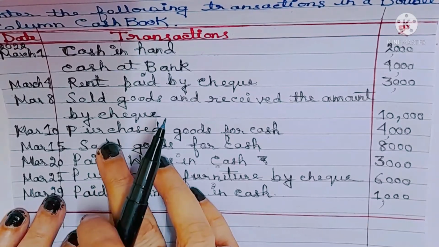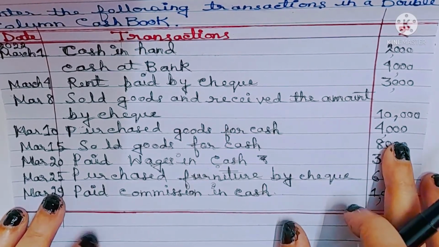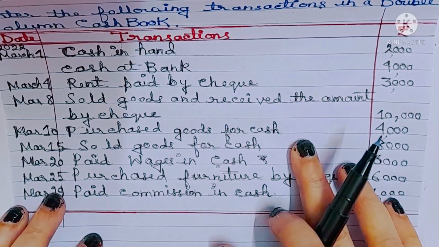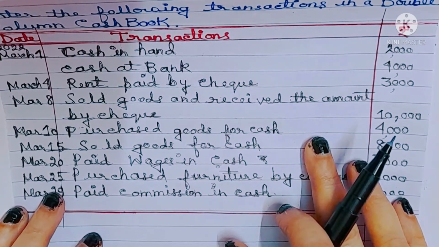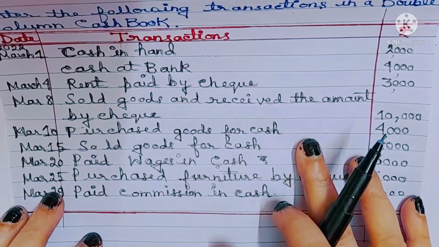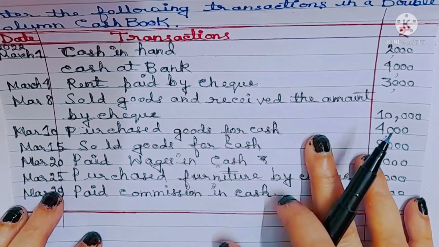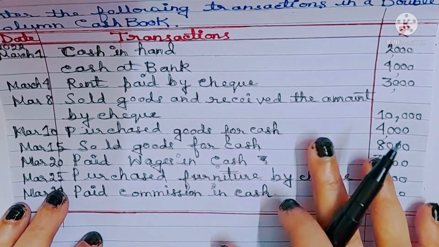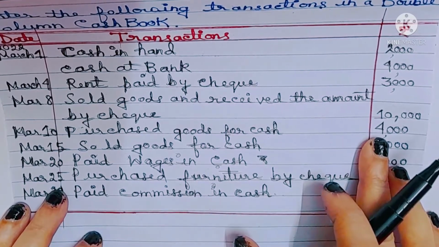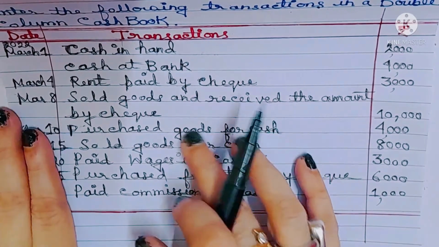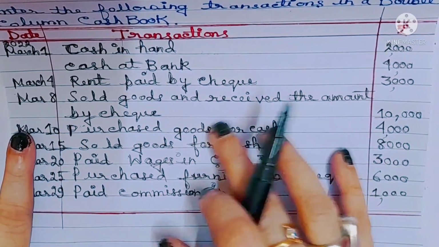The next transaction is on 10th March, purchase goods for cash, 4,000. So, what will be the journal entry? The journal entry will be purchases account debit to cash account. Understood? So, what is the position of cash account? Since cash account is on the credit side, purchases account will also be on the credit side. So, we'll have to write by purchases account in the cash book on the credit side in the cash column 4,000. Ignore goods because we'll not write goods.